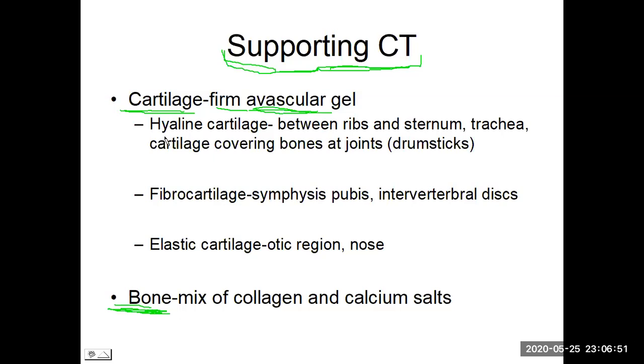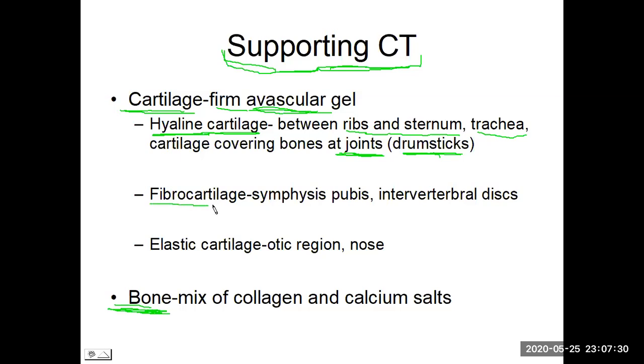And of these three types, hyaline cartilage is the most common type of cartilage. And again, discussing locations for connective tissues, hyaline cartilage is found between the ribs and the sternum. The breastbone is that sternum. The windpipe, the trachea, you could feel that hyaline cartilage right on your windpipe. And it's the type of cartilage that's in our joints. You can see that if you have a chicken leg, for example, you can see that clear gel at the end of a drumstick.